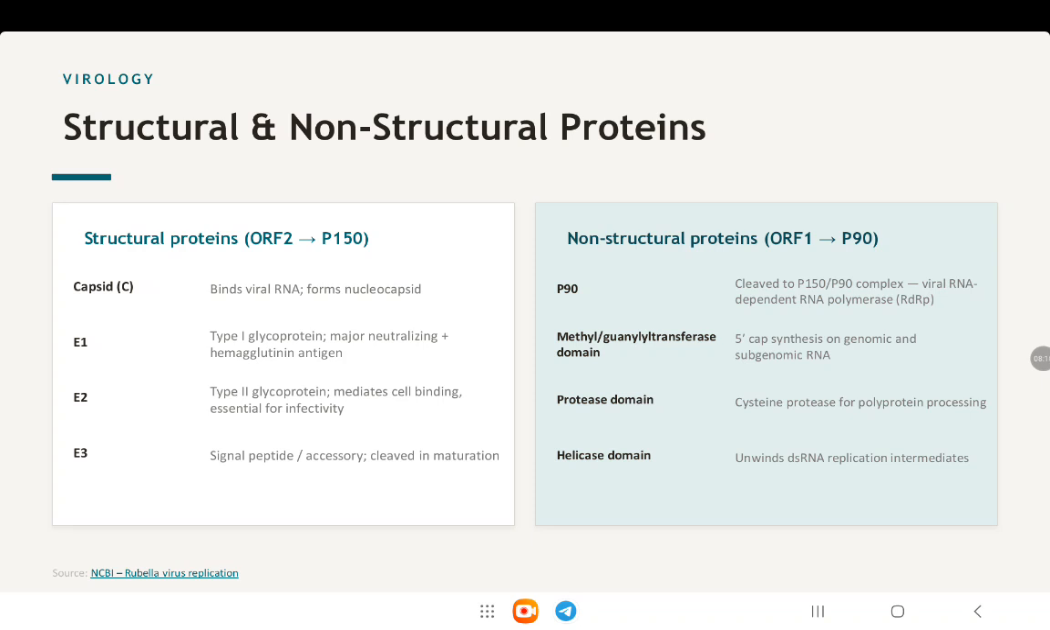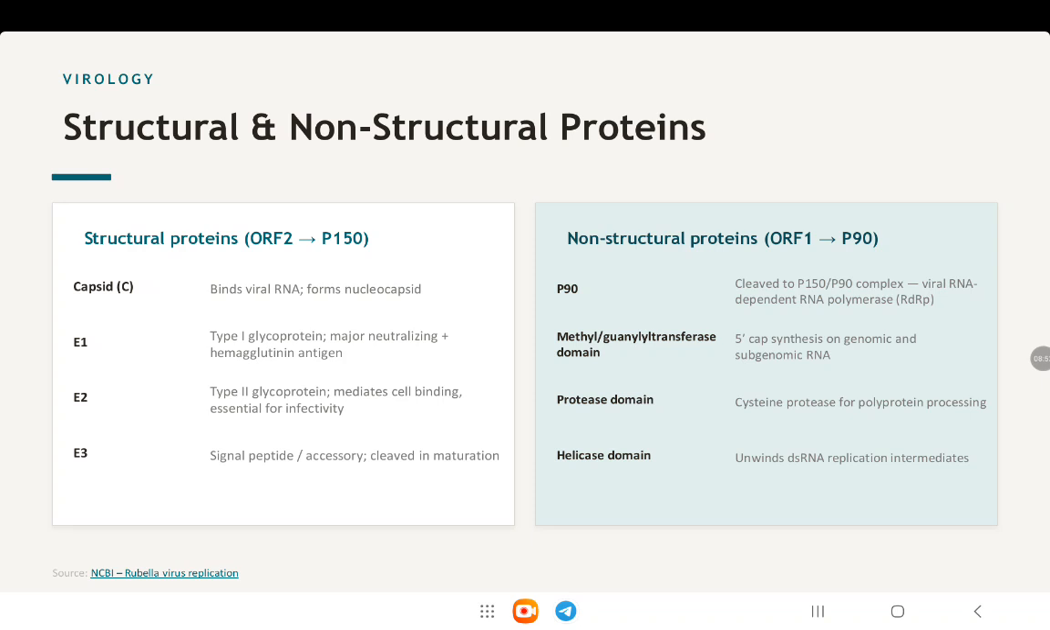And the E1 glycoprotein is the most important surface protein, helps the virus fuse with the host cell, and is the main target for neutralizing antibodies after infection or vaccination. Another structural protein, the E2 glycoprotein, helps the virus attach to the host cell, and is also important for infection. And the E3 protein is involved in virus maturation and release from the host cell.